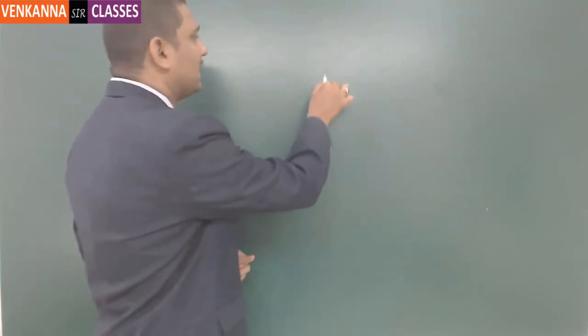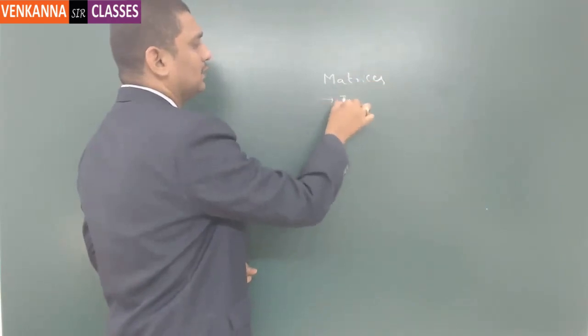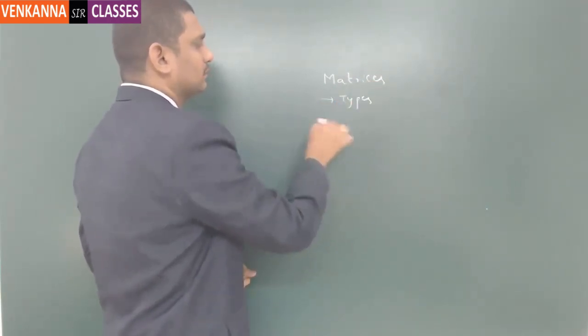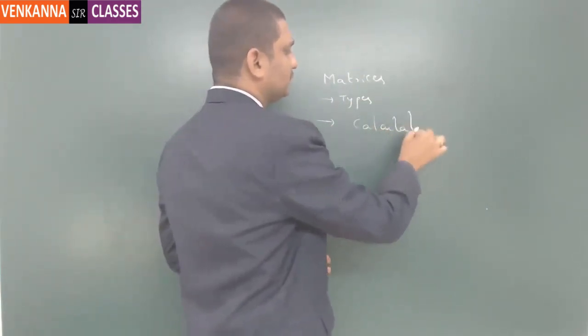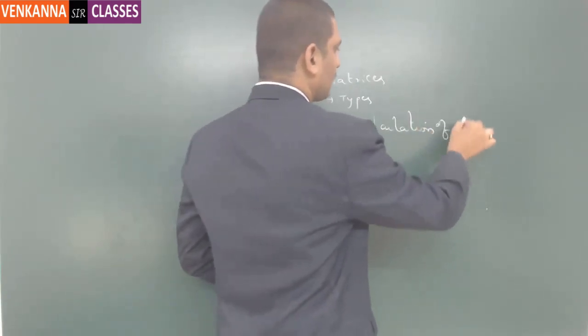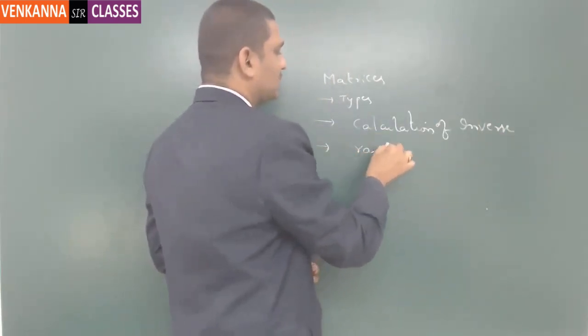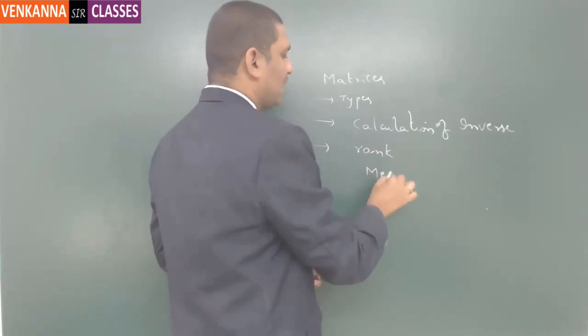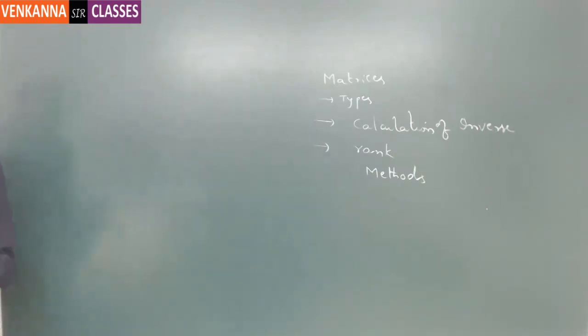So in the previous session, we discussed the matrices and their types, the process of the calculation of inverse, and what is meant by rank of a matrix, and what are the methods to find the rank of a matrix. So do you have any queries with regard to the previous session?